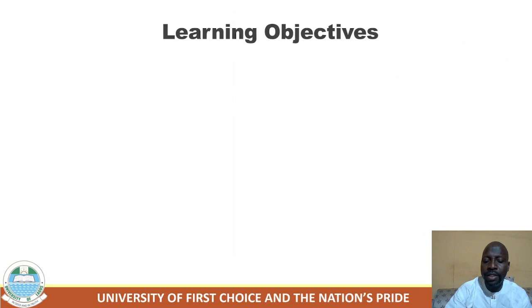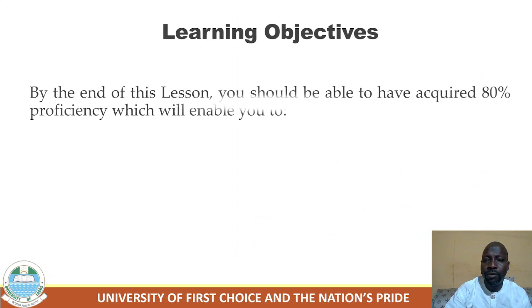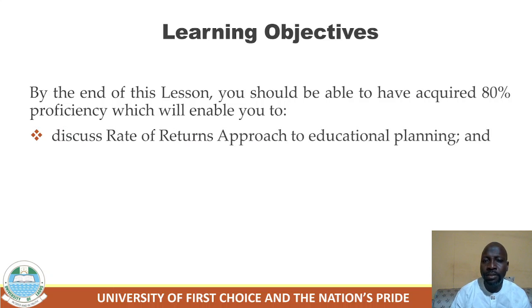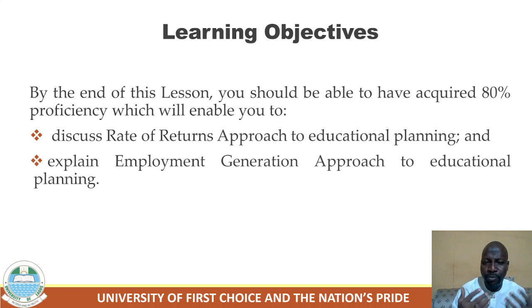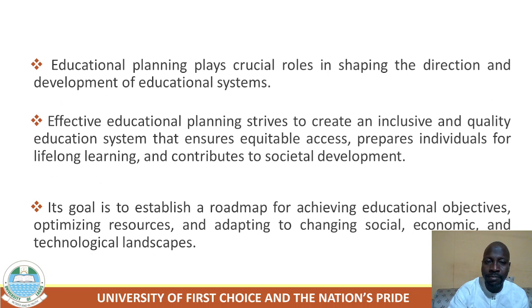The learning objectives in this video are that by the end of the lesson, you should have acquired 80% proficiency, which will enable you to discuss the rate of returns approach to educational planning. What does it mean? What are the assumptions and what are its merits and demerits? And of course, to be able to explain the employment generation approach to educational planning, its merits, its demerits.